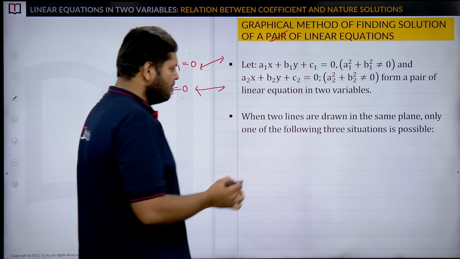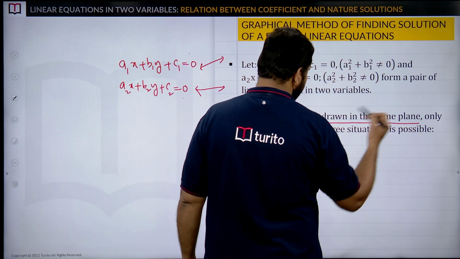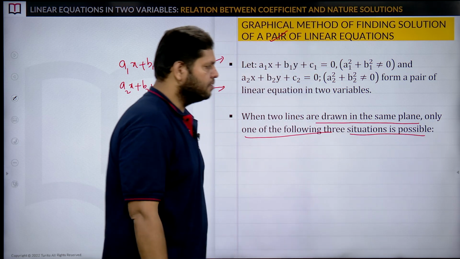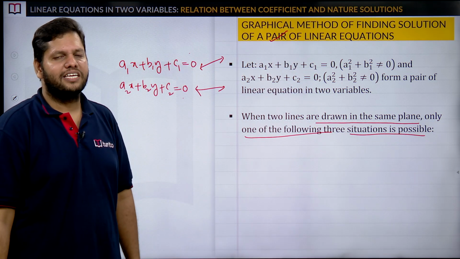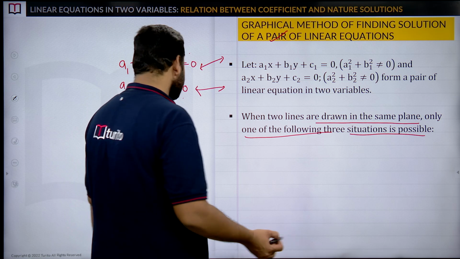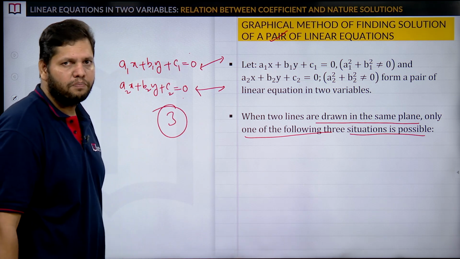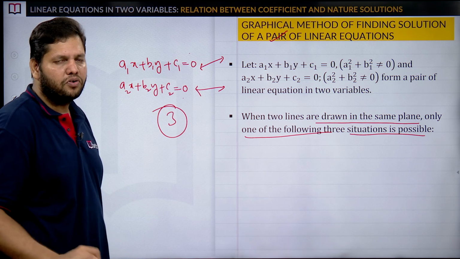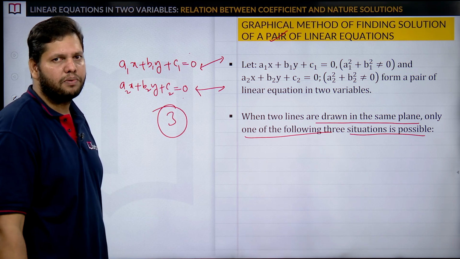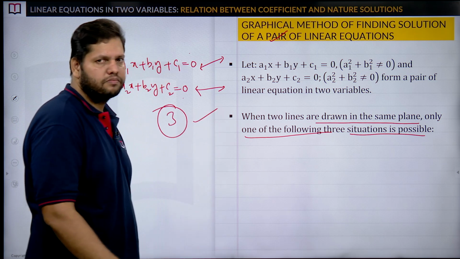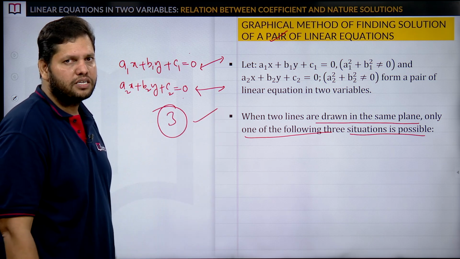See here. When these two lines are drawn in the same plane, only one of the following three situations is possible. Exactly, we will get three situations, children. Three situations means three cases. Only these three cases will be possible. When you are drawing the two lines at a time in a single plane, you are going to get three situations. Let us see one by one, children.